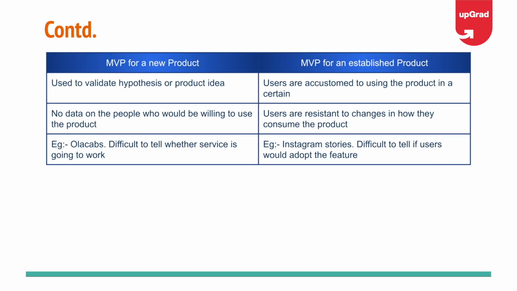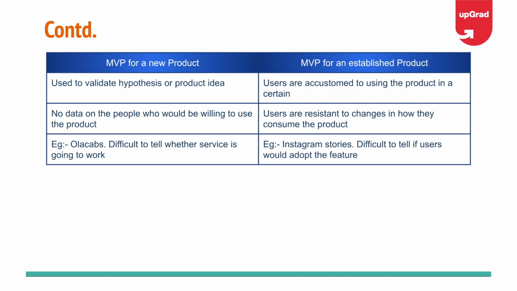So if I have to put it in a very easy format to understand and remember, MVP for a new product is used to validate hypothesis or product idea. No data on the people who would be willing to use the product. You don't have any data about the people who are willing to use the product. An example of a new product is Ola Cabs. When they started, right? Now it's a new product. You're building an app where people can place requests for cabs. Difficult to tell whether service is going to work.